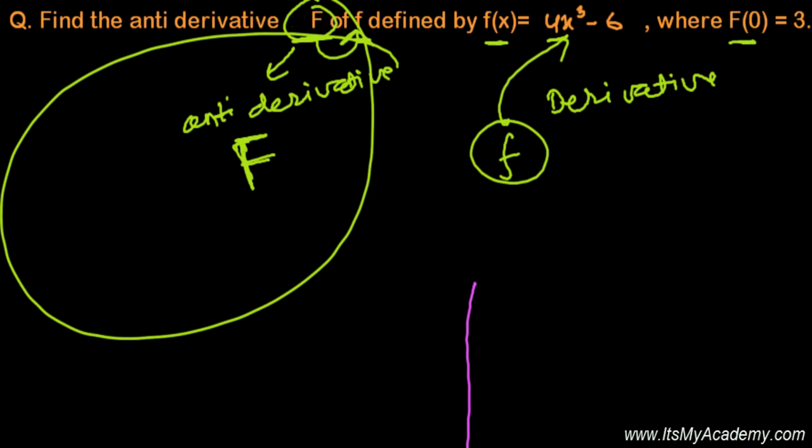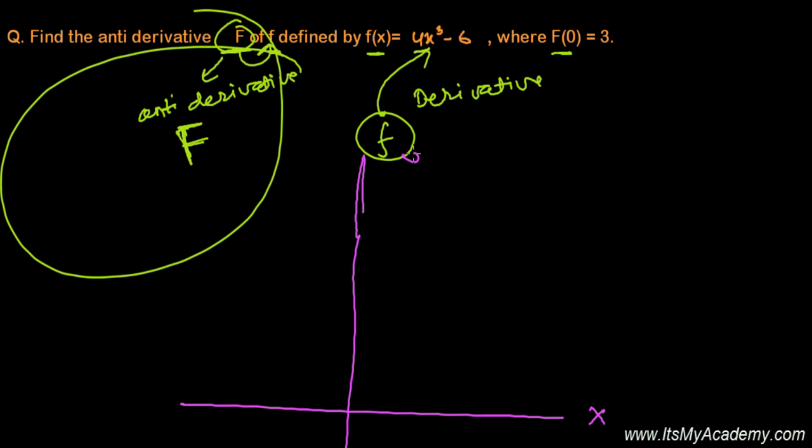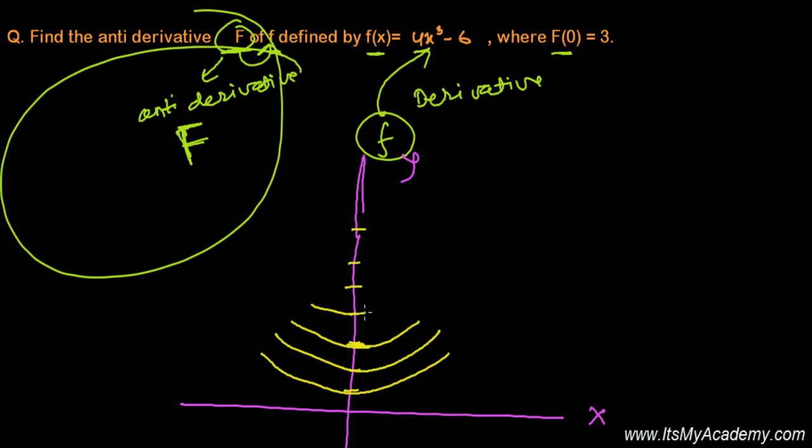I don't know what exactly the figure will be, but I'm just trying to make you understand a little. This is the x-axis, this is the y-axis, and I have some functions. Let's say 1, 2, 3, 4, 5, 6, 7. I don't know how many functions I have, but pretty similar functions, let's say, for a while. This is just random. It's not the exact figure of 4x cubed minus 6. Always keep that in mind. I'm just drawing to help you understand.